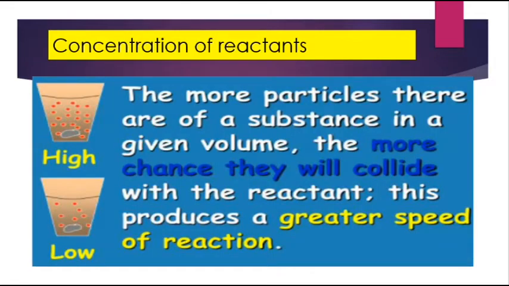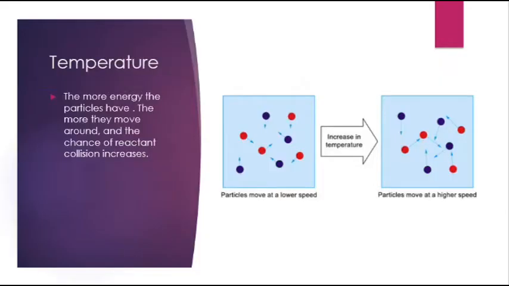The concentration of the reactant: the more particles there are of a substance in a given volume, the more chance they will collide. So the higher the concentration, the more chances that they will collide, thus increasing the speed of reaction. Temperature.